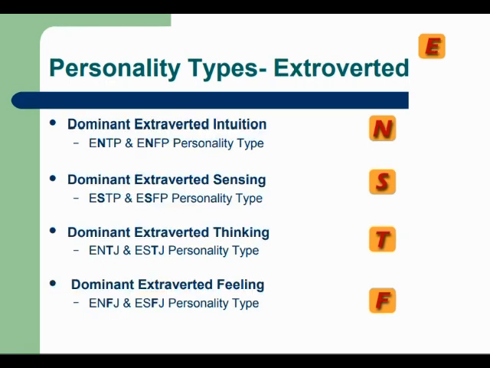Personality types: extroverted. Dominant extroverted intuition, ENTP and ENFP personality type. Dominant extroverted sensing, ESTP and ESFP personality type. Dominant extroverted thinking, ENTJ and ESTJ personality type. Dominant extroverted feeling, ENFJ and ESFJ personality type.